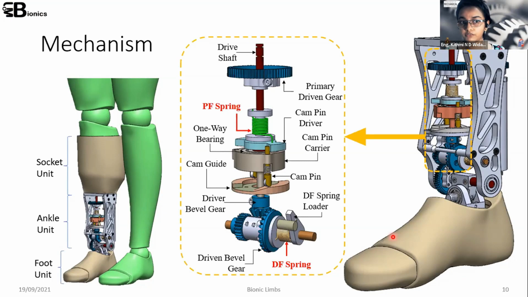Based on that requirement, we developed a special mechanism. Here we have the plantar flexion spring, and here we have the dorsiflexion spring, and we developed a special mechanism to select between these 2 springs. In this mechanism, a cam pin is moving along a cam guide. That mechanism uses a one-way bearing, which I'll explain later. That mechanism can be used to differentiate between the 2 springs. So that is how our thought process went.